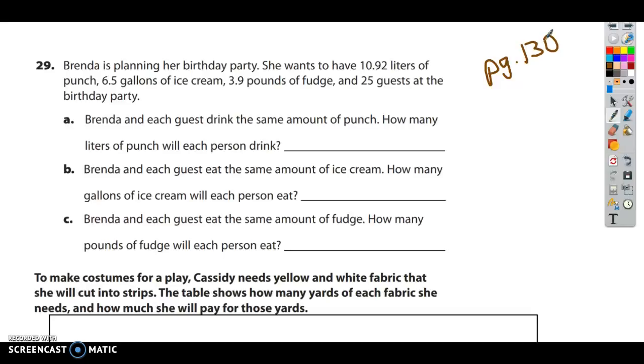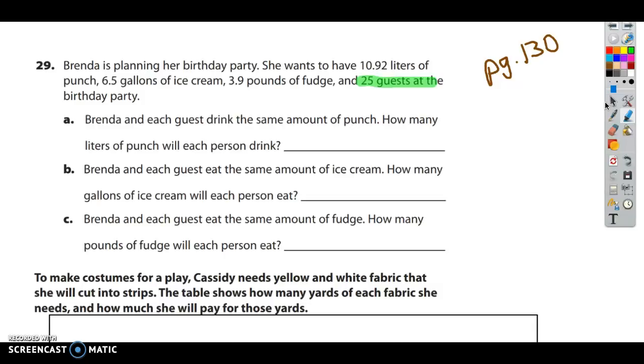Number 29 reads, Brenda is planning her birthday party. She wants to have 10 and 92 hundredths liters of punch, 6 and 5/10 gallons of ice cream, 3 and 9/10 pounds of fudge, and 25 guests at the birthday party. This is an important number because all these questions talk about how much each guest gets.